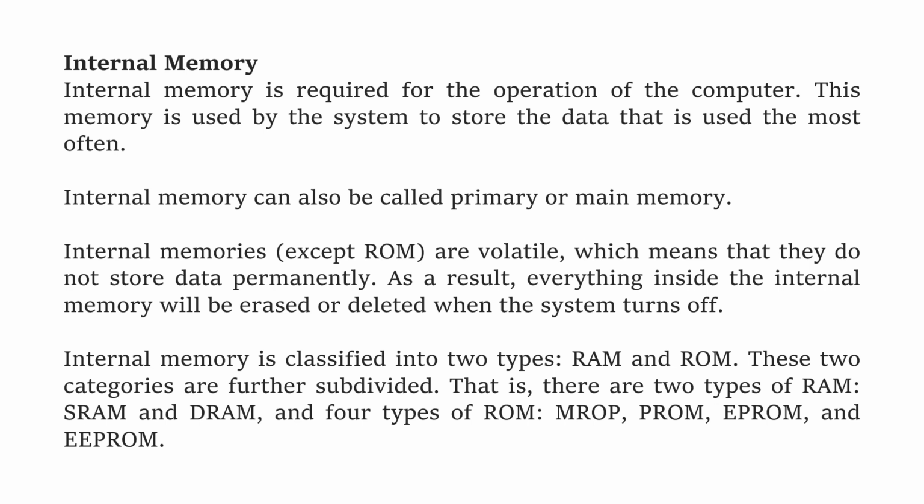This internal memory is classified into two types, that is RAM and ROM. RAM is the random access memory and ROM is the read-only memory. These two are further subdivided: RAM is subdivided into SRAM and DRAM, and ROM is divided into four categories. These RAM classification and ROM classification we are going to see in a separate video. Now we are seeing just an introduction about the internal memory.